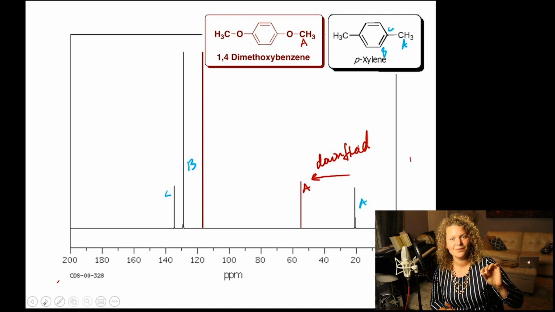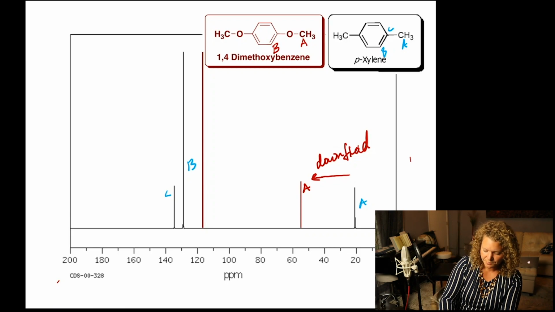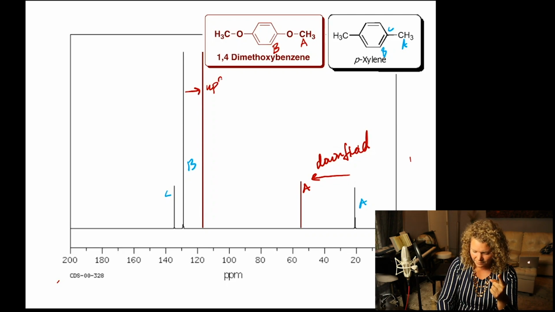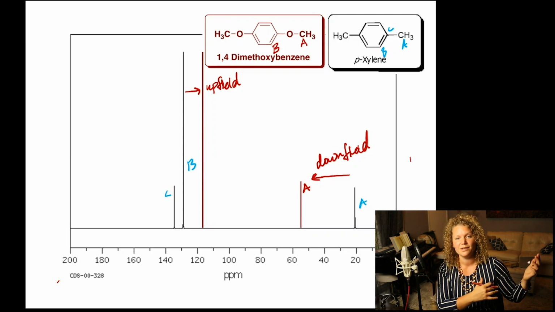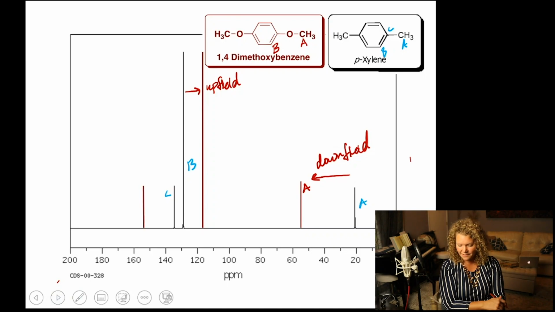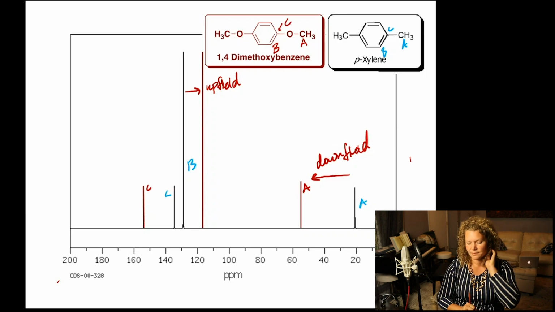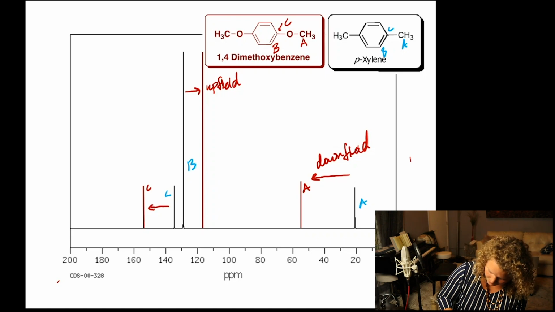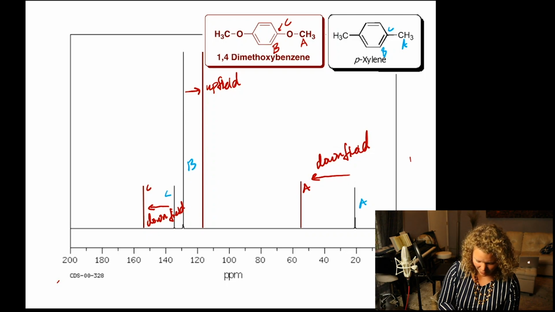What about our carbon in the aromatic ring, our B, our carbon B? Where does that show up? This is shifted upfield, right? It's shifted upfield. This makes sense because of the resonance we did for our proton spectra for this. Lastly, we have our carbon here. This is our C. This is shifted downfield. Let's see if we can figure this out with resonance.